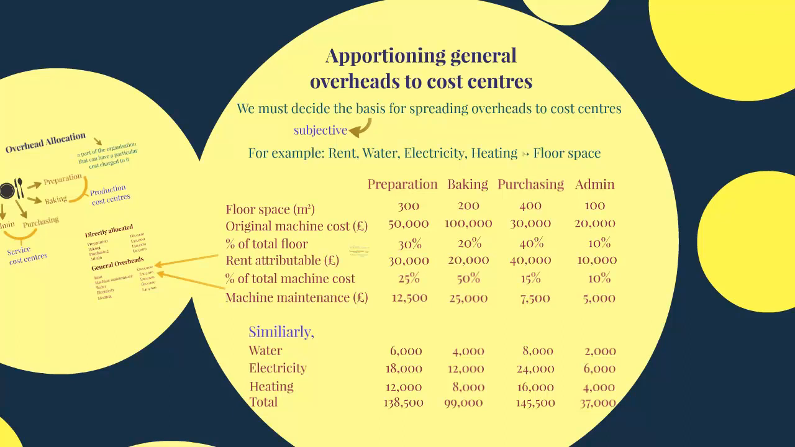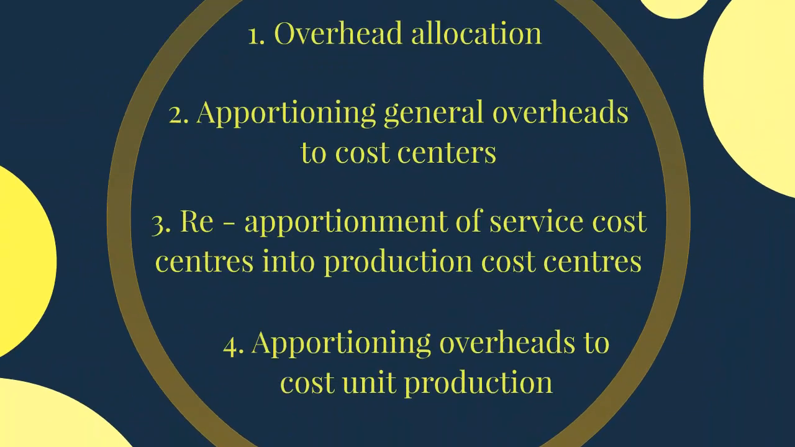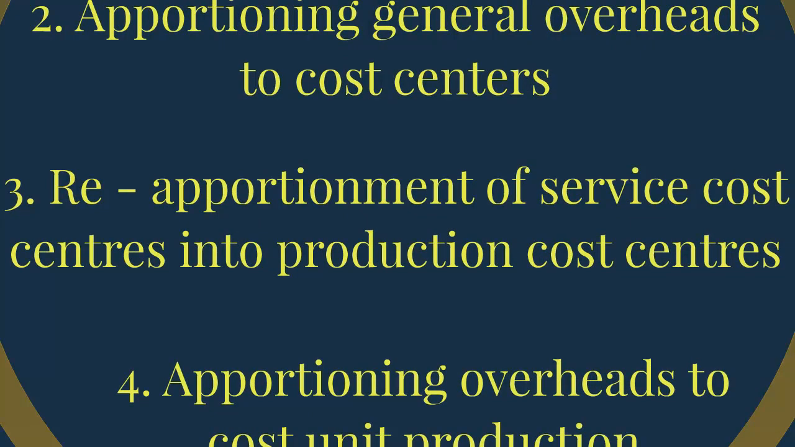Once we add the rent attributable, the machine maintenance, the water, electricity and heating, and also of course the directly allocated costs, which was £60,000 for preparation. And we do that again for baking, which gives us 99,000, for purchasing 145,500, and for admin 37,000. So now it's time to reapportion those service cost centre costs into our production ones.